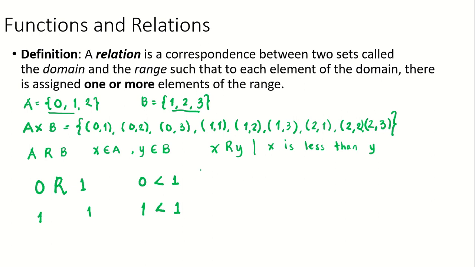The answer here is no. Therefore, 1, 2 are not related to each other. Therefore, if the relation is defined as x less than y, the only possible relations are (0, 1), (0, 2), (0, 3), (1, 2), (1, 3), and (2, 3). The rest is not defined as a relation.